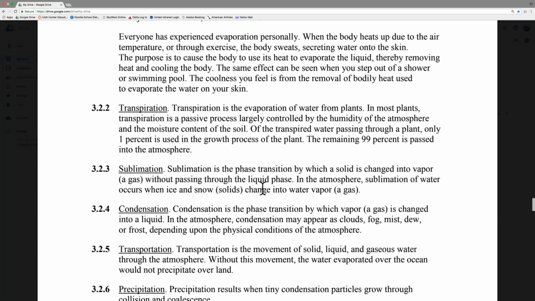Sublimation is when a solid is changed into the vapor, so it skips the liquid phase. So this happens when ice and snow change into a water vapor or a gas. So this is pretty common, constantly happening up in the mountainous areas.